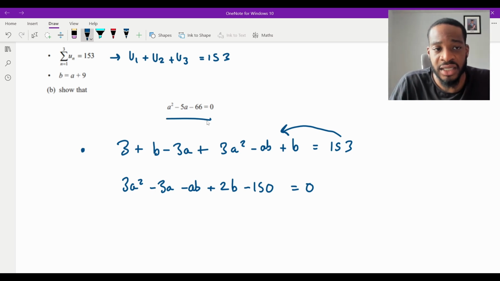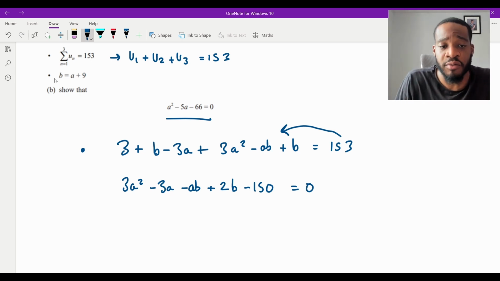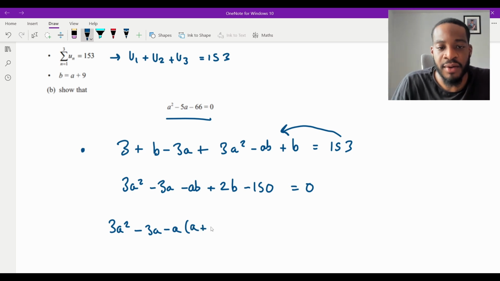So with that being said, this is where I'm at. I need to show that I get this. That's where the second bullet point comes in. b is equal to a plus 9. I need to get rid of the expressions for b, isn't it? But I know b in terms of a, it's a plus 9. So I'm going to just sub that in now. So it's going to be 3a squared minus 3a minus a, and then b is a plus 9 from the second bullet point, plus 2 lots of a plus 9, minus 150 is equal to 0.